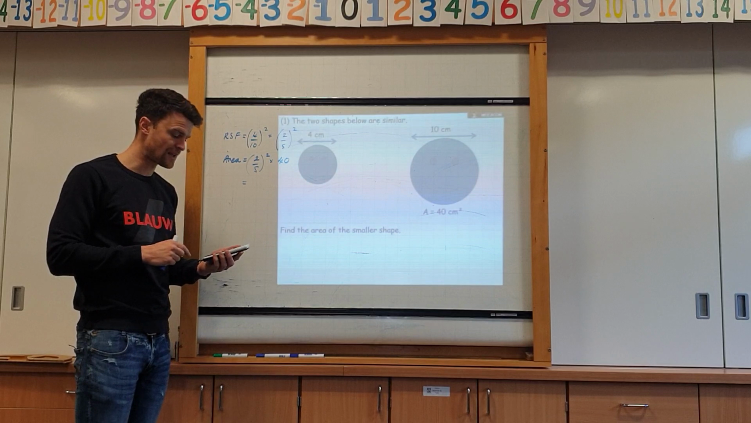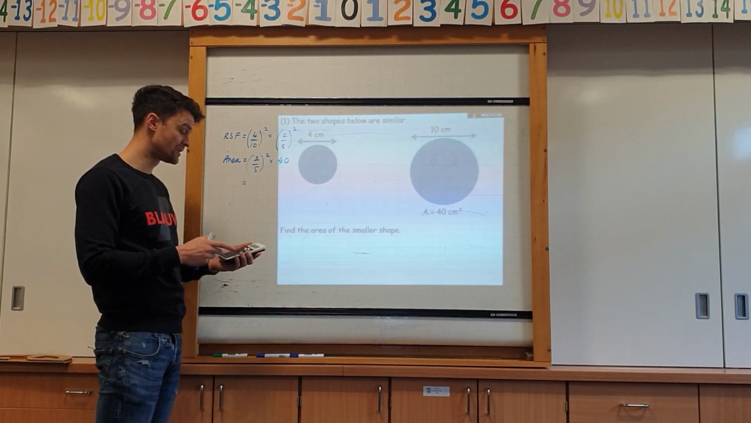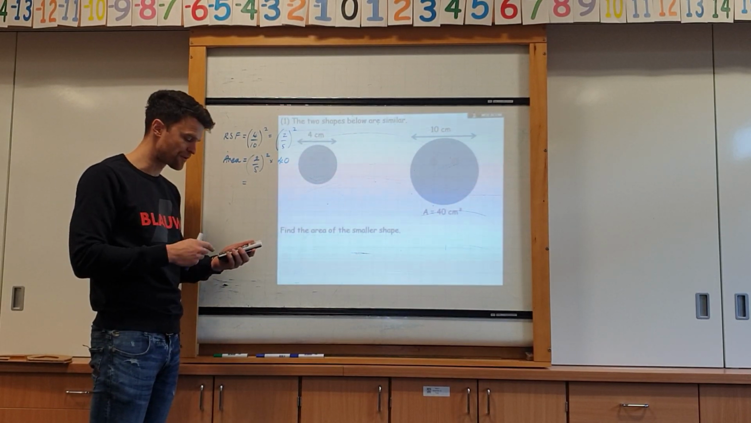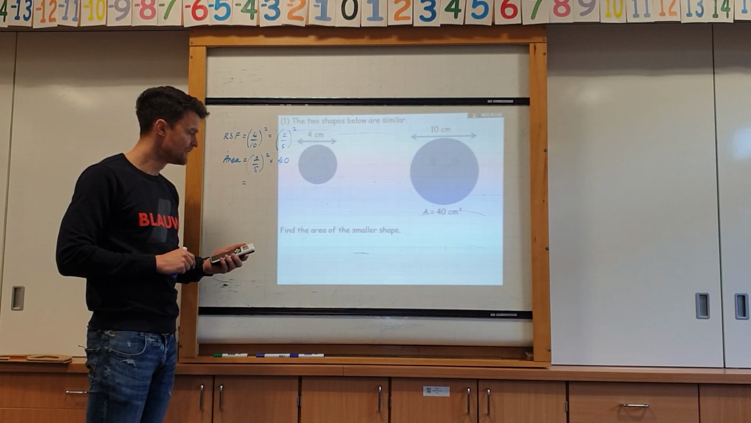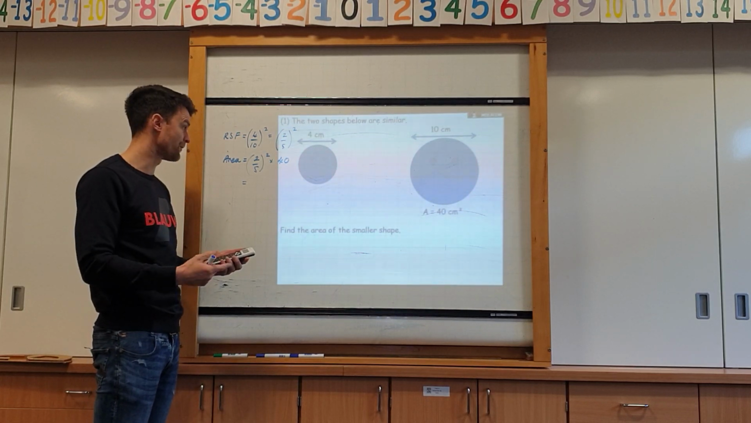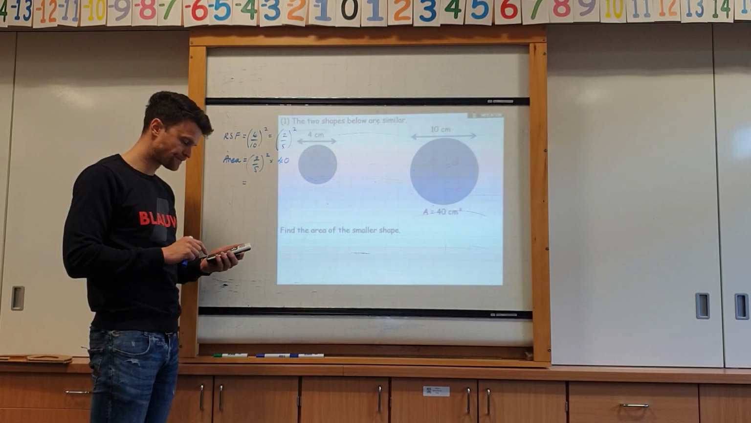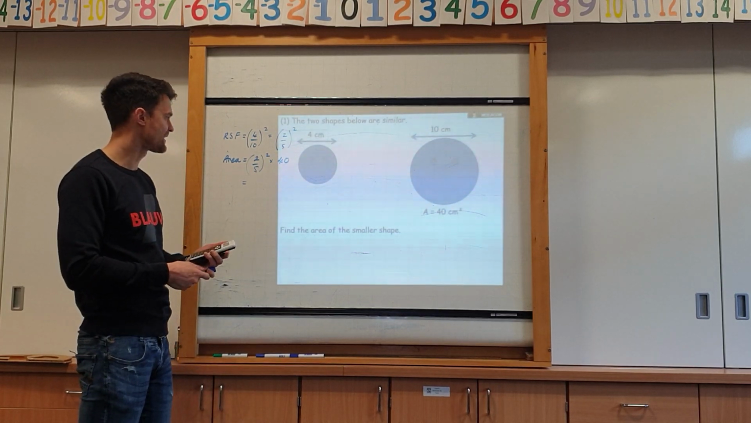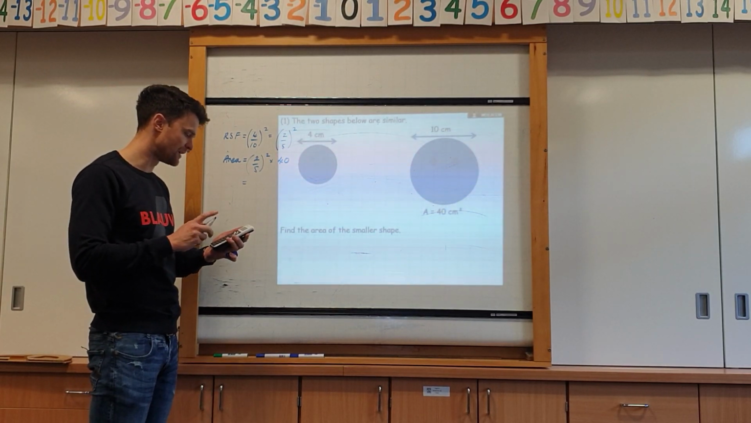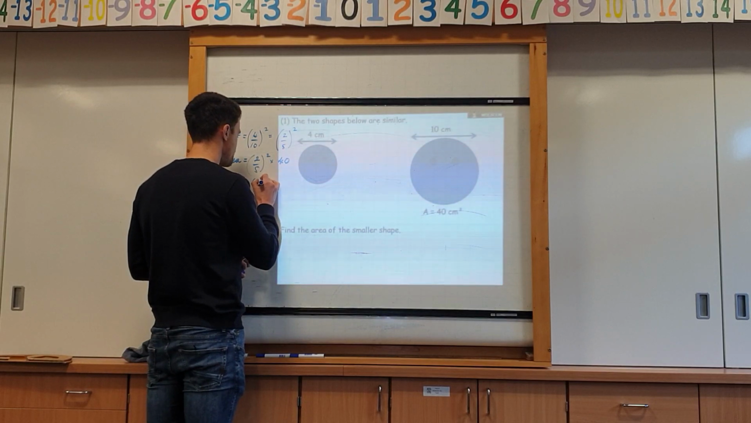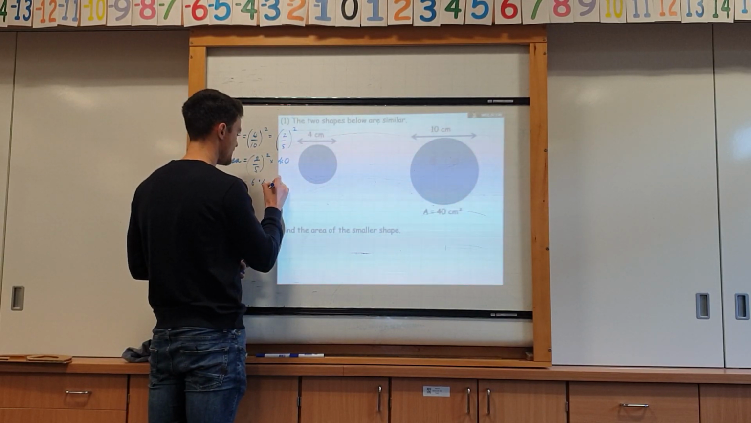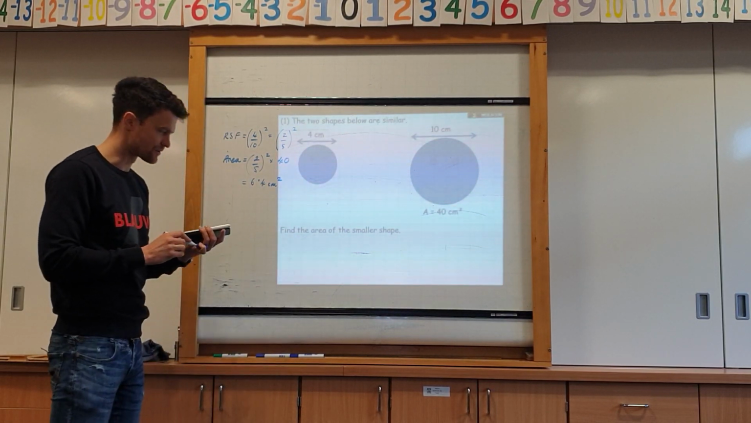If you don't have a calculator with a decent enough fractions button, then you can write 2/5, 2 over 5 is 2 divided by 5. Get your answer, which equals 0.4. Squaring that, we get 0.16, and then multiplying that by 40, we get 6.4, and we're dealing in centimetres again, so it's centimetres squared.